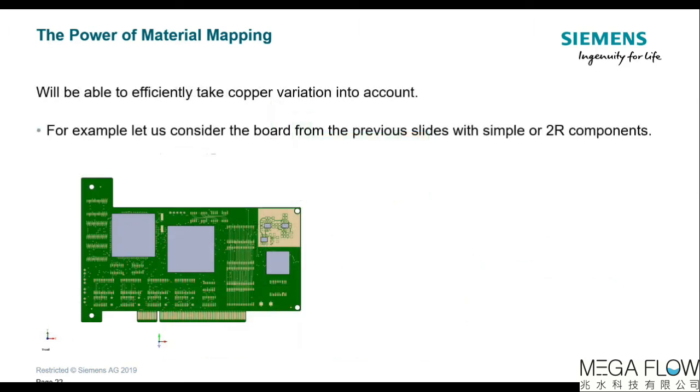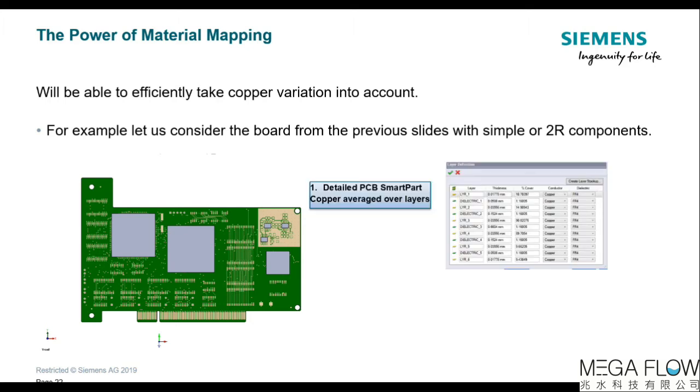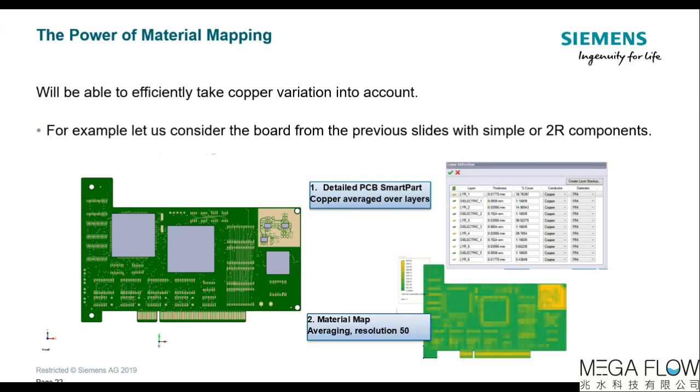Let us consider that last statement in an example and how we can impact on the board modelling with simple or two resistor components using the board from the previous slides. The biggest impact on this board may be the patch of copper in the top right-hand corner and how best to represent this accurately. The first option, we will use the detailed model where each layer is modelled individually but the copper is averaged. Next, let's use a material map with averaging resolution 50.